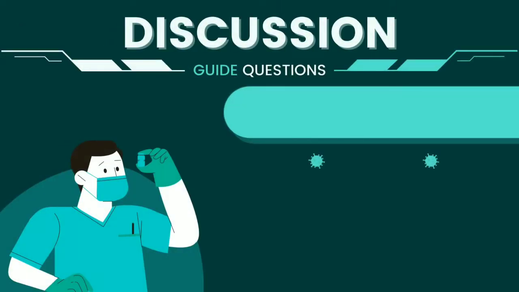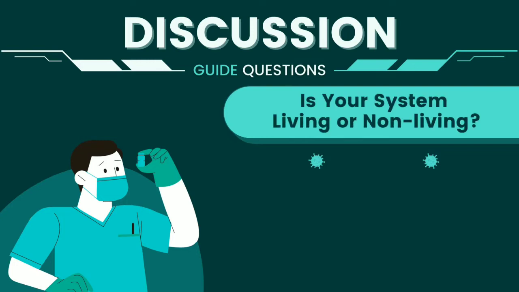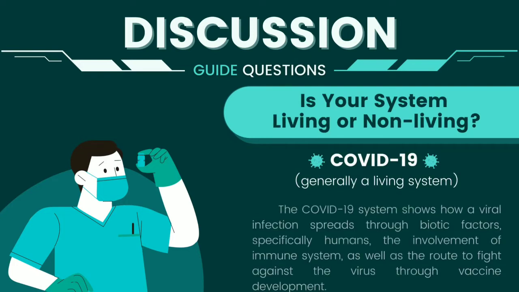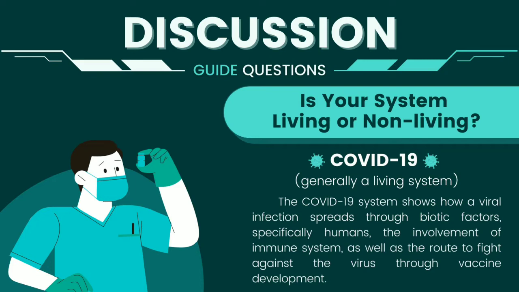For the first question, is our system living or non-living? Since the system being covered by our group is COVID-19, which demonstrates how a viral infection spreads through biotic factors, especially humans, as well as the involvement of the immune system and the route to fight against the virus through vaccine development, it is generally considered a living system. Meanwhile, there are visualized processes such as the approval and distribution phase that include non-living entities like industries and government. Therefore, our system is also influenced by non-living components.